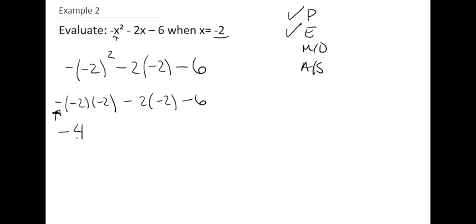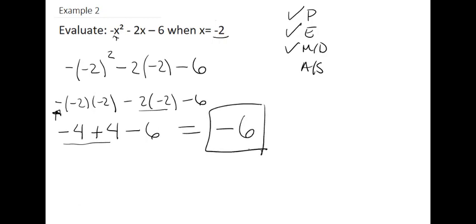Then, as we dealt with the exponents, we're now going to do multiplication and division. So as we go left to right, we can see that this is a multiplication. So negative 2 times negative 2 is positive 4. And then we have minus 6. So we dealt with that step, and now we have add and subtract. So as we move left to right, we have negative 4 plus 4. And that will just cancel each other out, so that equals 0. And then we have minus 6. So we are left with minus 6 as our final answer.